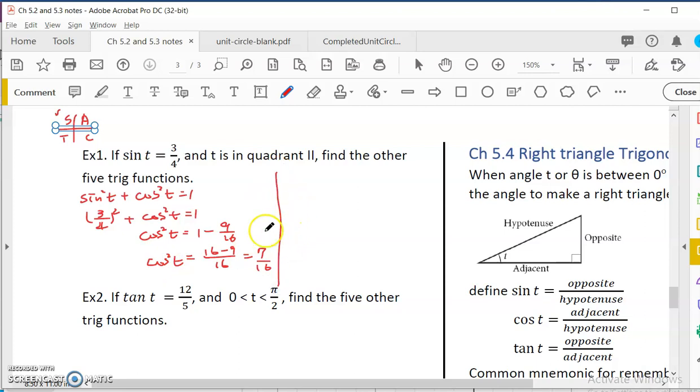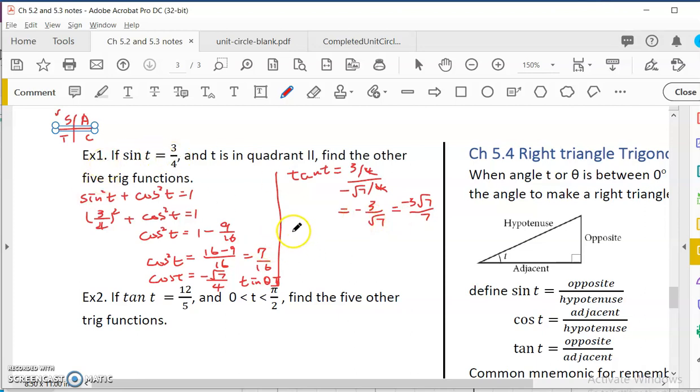And then what is cosine t? Take the square root. Do I have to do plus and minus? You actually only have to do one. In quadrant 2, cosine is negative, so you say negative square root of 7 over square root of 16, which is 4. You square root top and bottom, and it's negative because t is in quadrant 2, so cosine must be negative. So I have sine, I have cosine, and then I need tangent. Tangent t is sine over cosine: 3 over 4 over negative root 7 over 4. The 4s cancel, so tangent t is negative 3 over root 7. Rationalize it: negative 3 root 7 over 7.